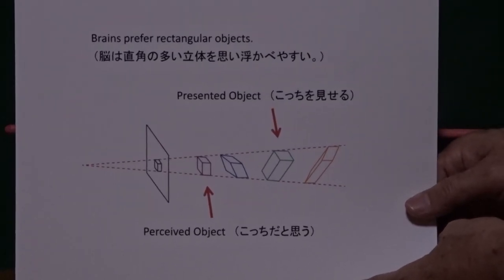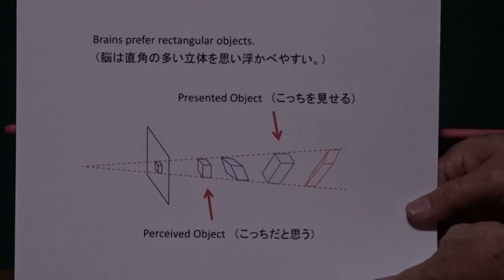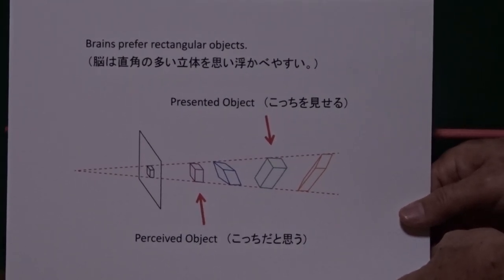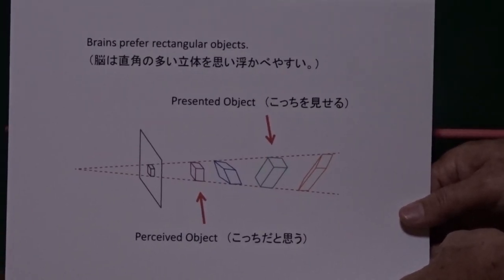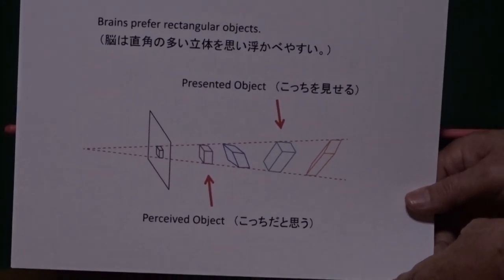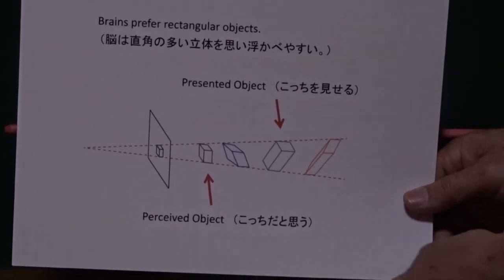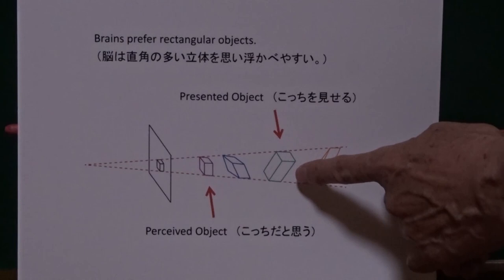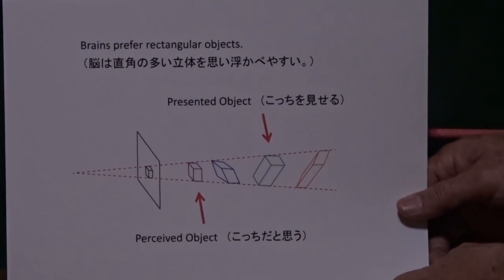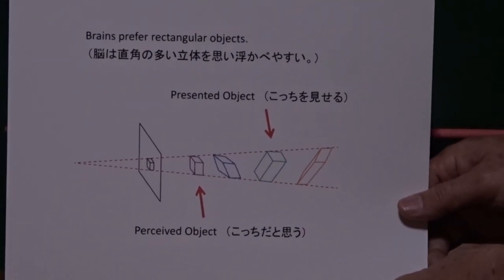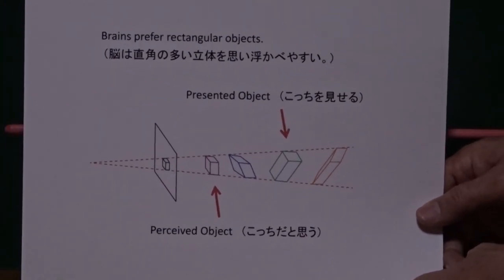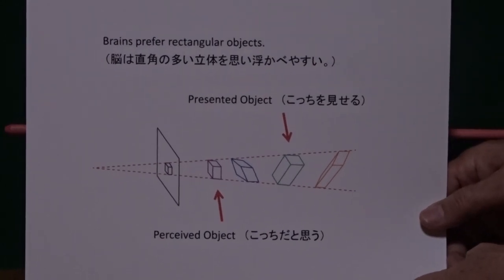But our brains usually cannot consider all the possibilities. Instead, our brains perceive a single object, and that is very rectangular, an object which has many rectangular structures. And so, if we show some object different from a rectangular object, then our brains perceive a different shape, and we can create the impression of impossible motion. This is a way to construct an impossible motion object.